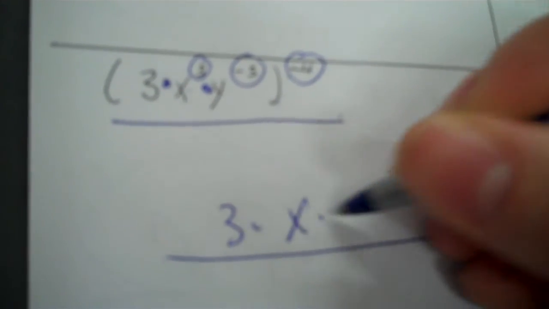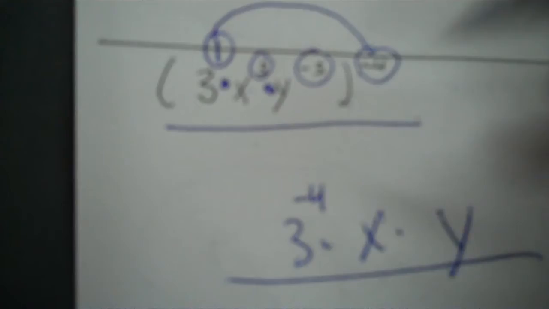Okay, next problem. We have a parentheses. Inside, we have 3x to the third power, y to the negative third power, and then the parentheses is closed, and then outside you have a negative fourth power. So I underline the expression because it's all times again. Now, what factors do we have on top? Well, 3, x, and a y. What factors do you have on the bottom? Nothing, okay?